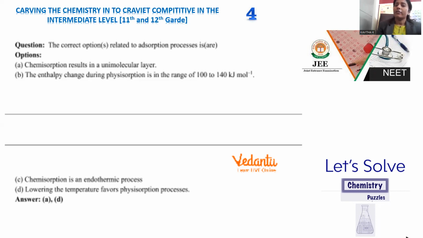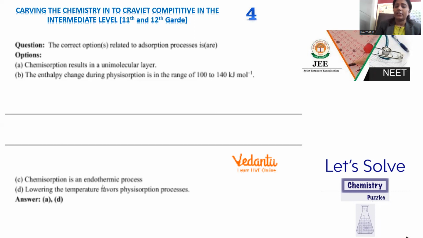That might be physisorption or chemisorption. In both cases, heat is evolved during the adsorption process. Okay, but let's check whether it is correct or not. Whatever numerals are provided, we will check whether they are correct. Move on to option C.